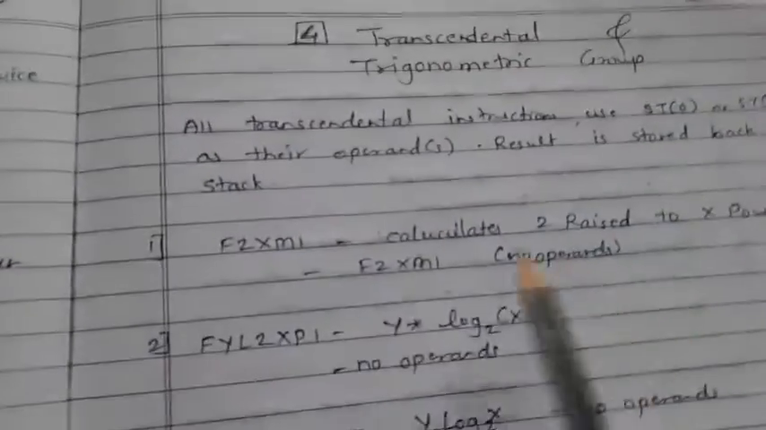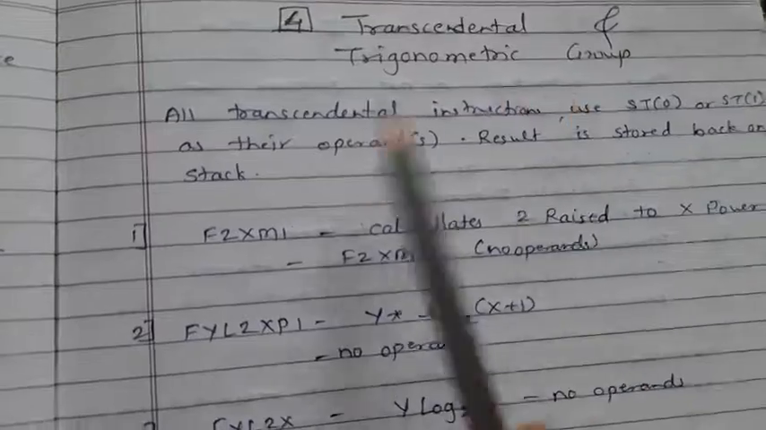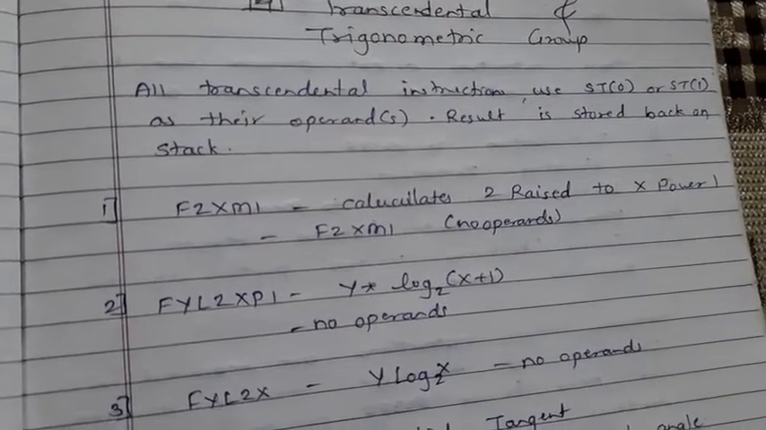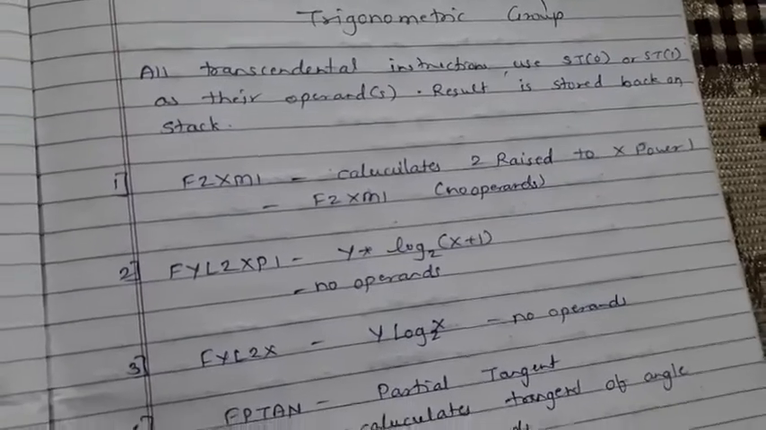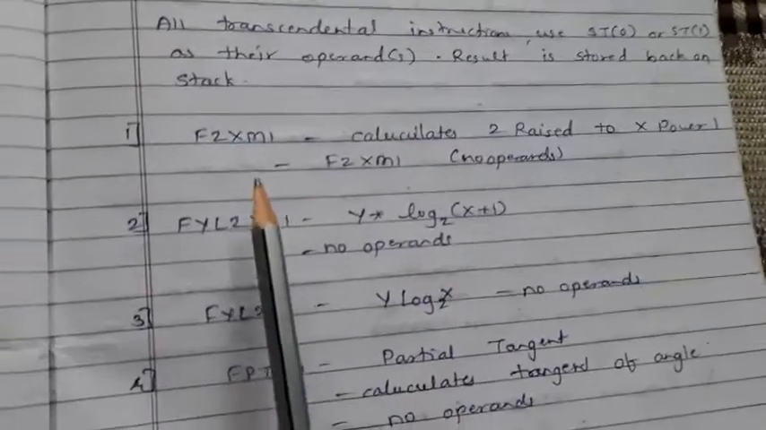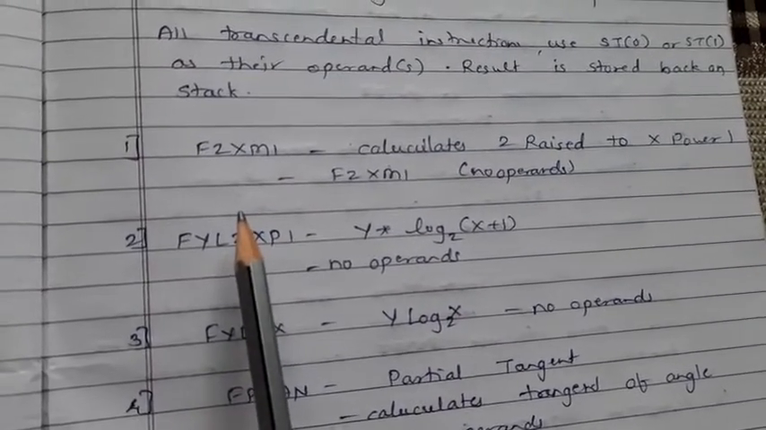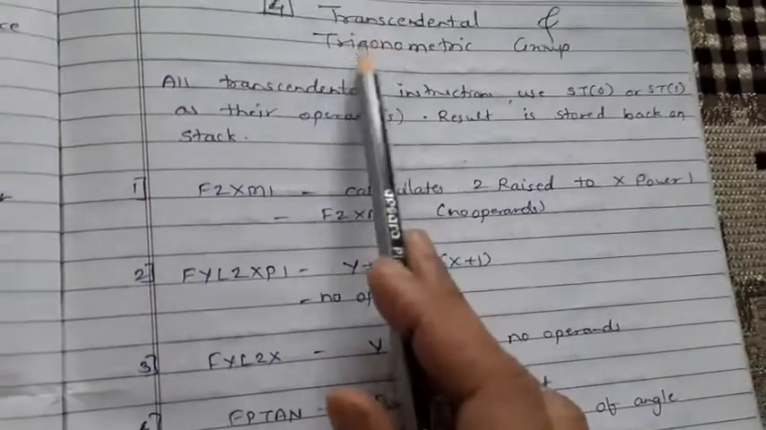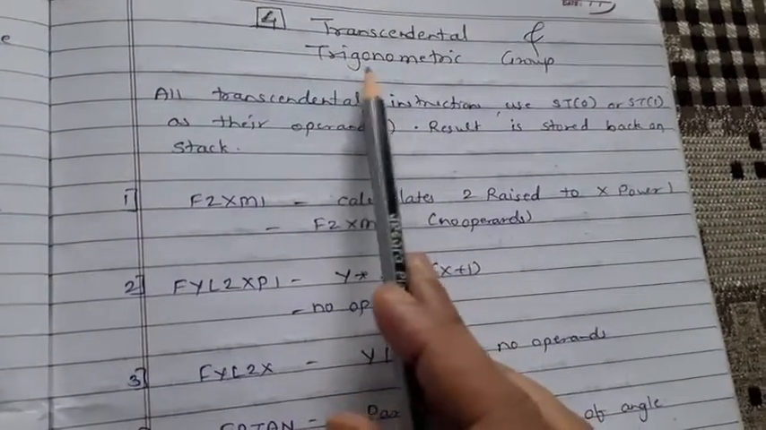The next group is called the transcendental instructions, or you can call it the trigonometric instructions. All instructions under this come with no operand. It will have zero operands, only the opcode will be there. Now, as we know, the coprocessor is used to perform complex arithmetic operations. One of the complex arithmetic operations is the trigonometric or transcendental operations.